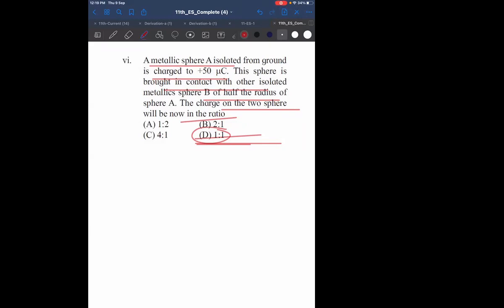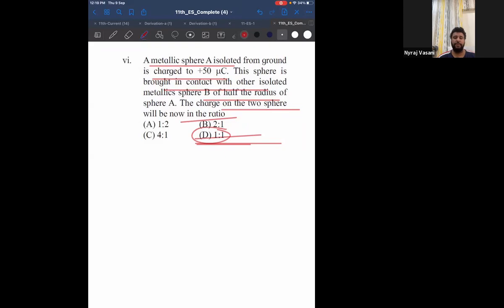Sir, can you explain the other 2 points of electric lines of force? The last 2 points. So I'll explain, let others log out, then we'll do it one-on-one.